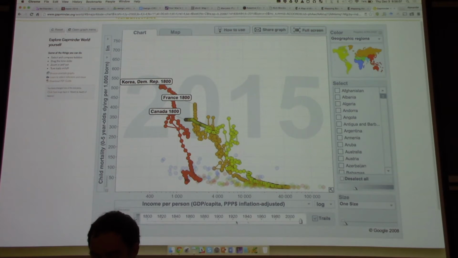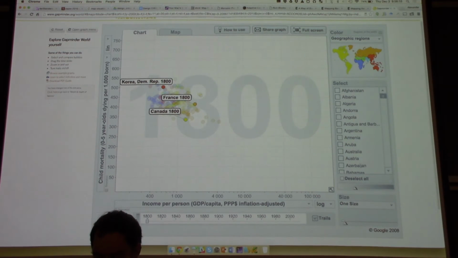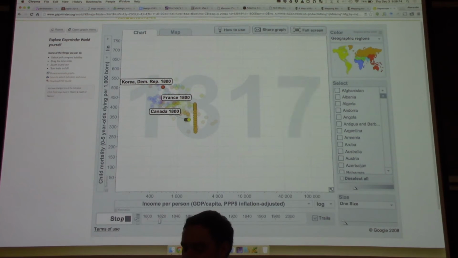So another feature here is the play feature. What do you think about that? That's pretty good.